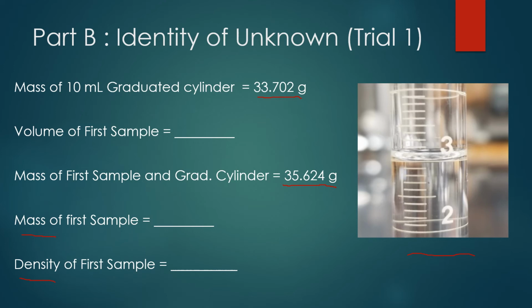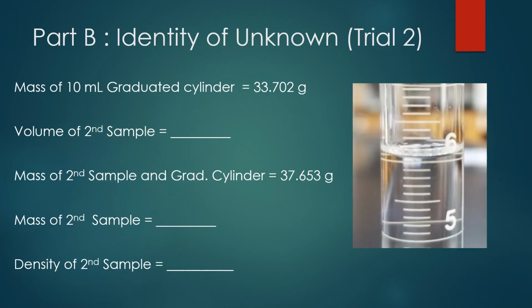That's the density that we're going to be using to compare in Table 1 to try to figure out what our unknown is. Remember, the density is not going to match up perfectly with the data in Table 1. We're just looking for the one it matches up with most closely.